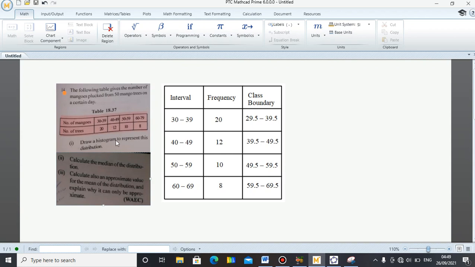It says we should draw a histogram to represent this distribution. So before you can get a histogram, you need to prepare your table, and you just need the column of frequency and class boundary to plot your histogram. So you can't use interval to plot your histogram, because the upper class limit of the first class and the lower class limit of the second class, you can see they don't touch each other. So this one stops at 39. You still have some decimal point before you can get to 40. So instead you use the class boundary in plotting your graph, which is quicker and easier.